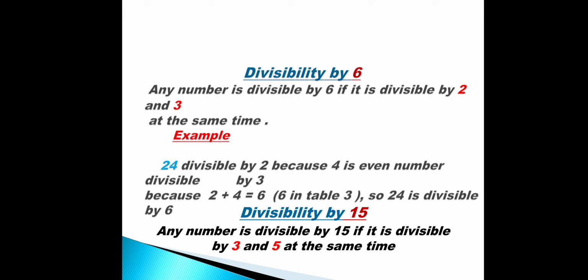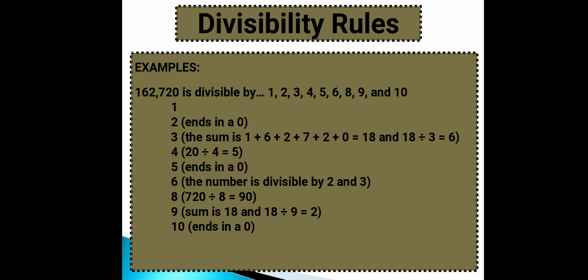Divisibility by 15. Any number is divisible by 15 if it's divisible by 3 and 5 at the same time. Divisibility rules. Example: 162,720 is divisible by 1, 2, 3, 4, 5, 6, 8, 9, 10. How did that happen? It's divisible by 1 because any number is divisible by 1.